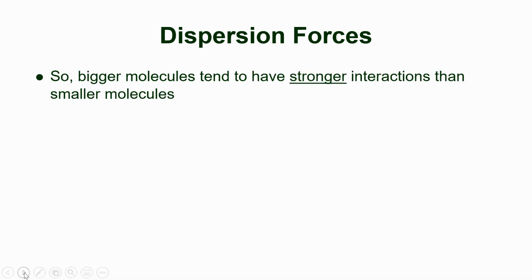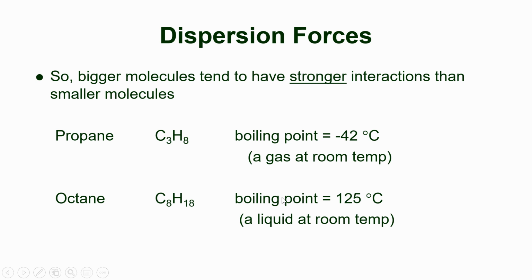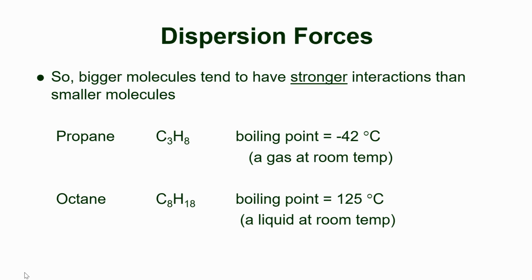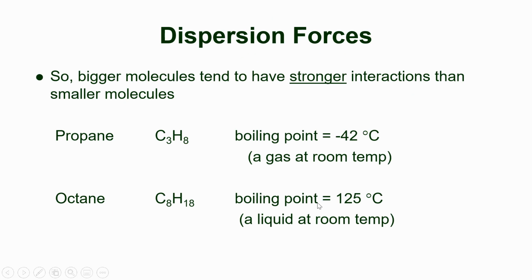And here's some examples. Propane has a boiling point of -42. It's a gas at room temperature. Octane has a boiling point of 125. It's a liquid at room temperature. And if we look at the structures of propane and octane, they both contain all carbons and hydrogens. Turns out these molecules are both non-polar. It looks really the same all the way around. They're very symmetric. So these are both non-polar. But octane has a much higher boiling point than propane does.